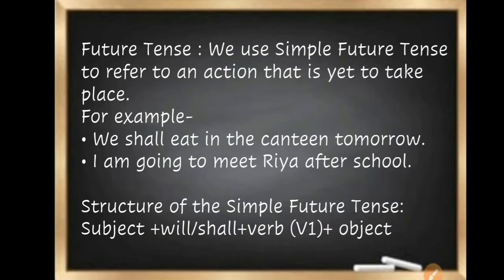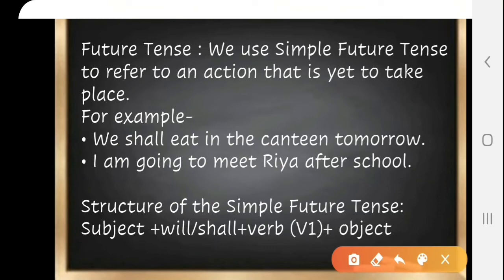Future tense. We do not generally differentiate future tense, but we use some modal auxiliaries to describe future tense. For our understanding, we have made this differentiation. We use simple future tense to refer to an action that is yet to take place. For example, we shall eat in the canteen tomorrow. I am going to meet Ria after school. Can you see here? We expressed future tense in two ways.